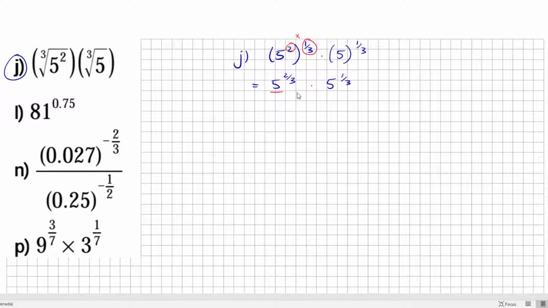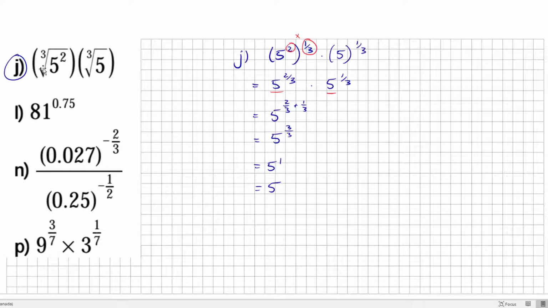And since this multiplication involves bases that are identical, 5 and 5, I can add the exponents. So 2 over 3 plus 1 over 3, which is equal to 5 to the 3 over 3, which is just equal to 5 to the 1, and that's equal to 5.